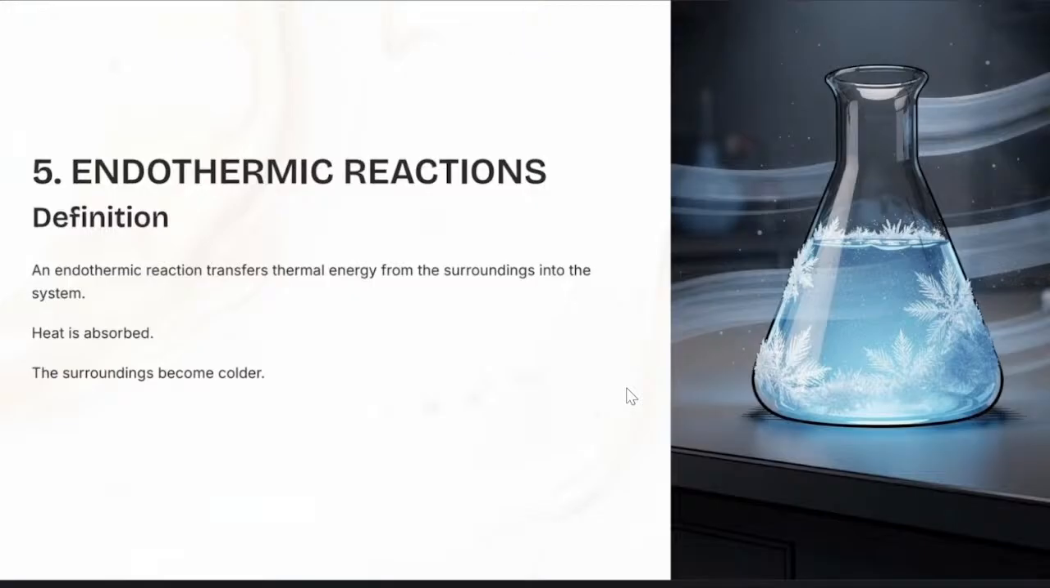Endothermic reactions: look at the glass, look at the container, students. You can see that this container is cold. The surroundings become cooler or colder. When you put your hands on the container, you will feel coldness. It's because heat is going into the system. Remember, the container is not the system. Don't ever let me down. The container is the surroundings. So if the container is cold, the surroundings are cold.